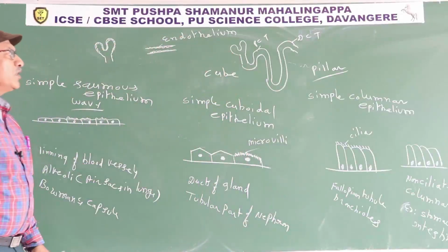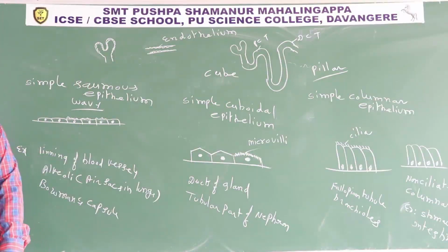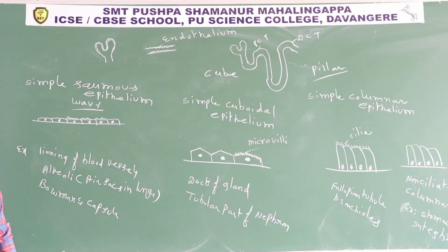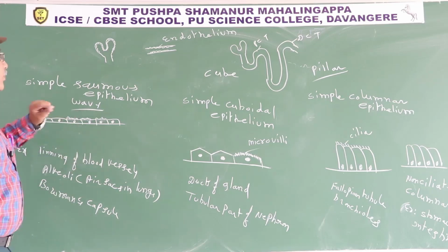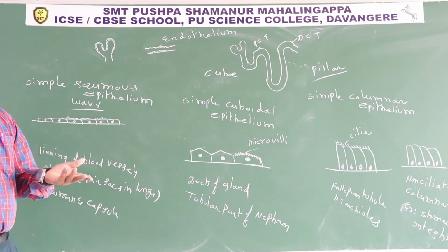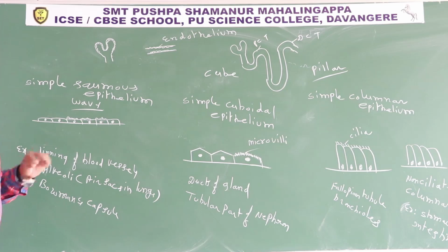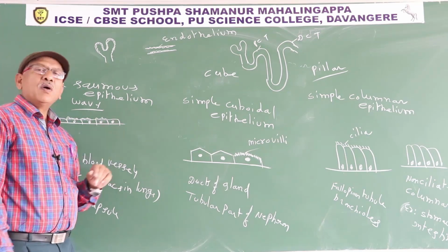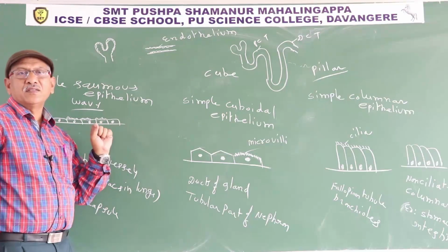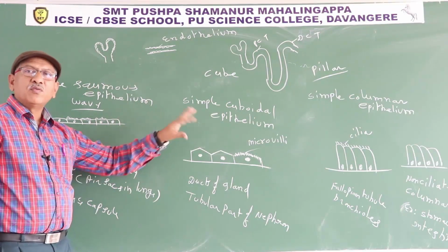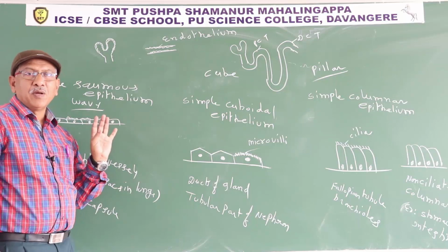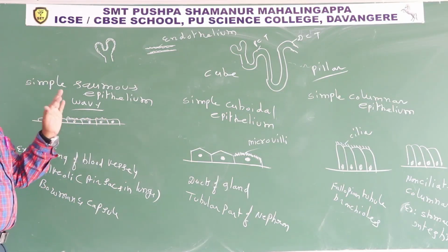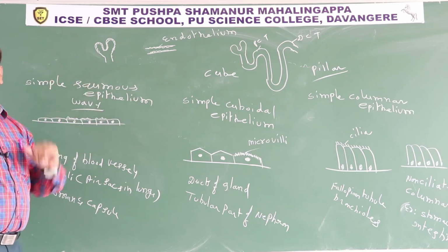So, in examination you write only 5 to 6 points for a 3 marks question, depending upon the question. For 1 mark question, 1 word or 1 sentence. For 2 marks questions, 2 to 3 lines. For 3 marks question, 5 to 6 lines. For 5 marks question, 20 lines maximum. So, this is about simple epithelium.